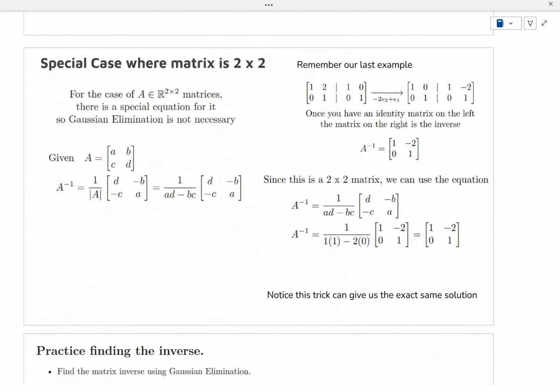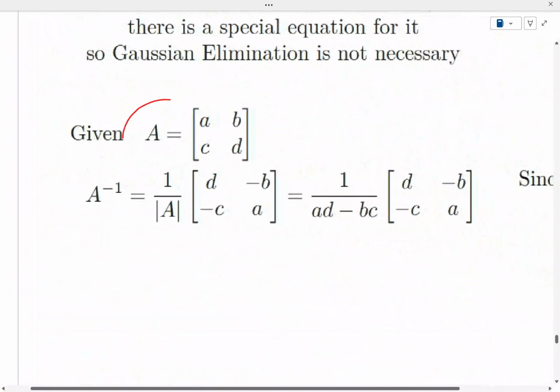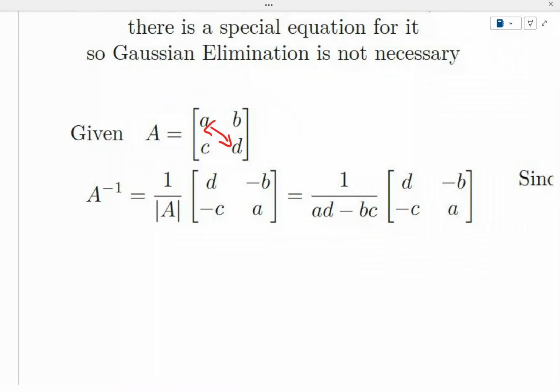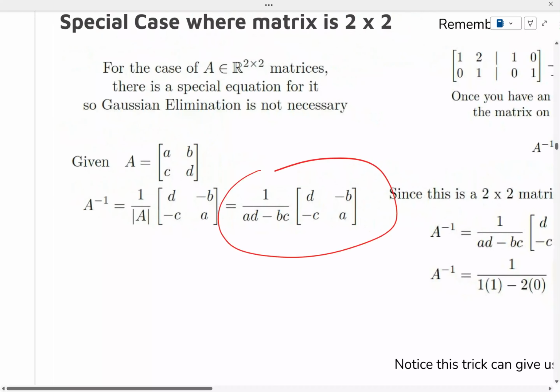The quicker way is, if you have a matrix A and you want to find the inverse of A, you simply swap these two numbers. Just AD becomes DA, and then you put negatives on the other two. After that, you divide by the determinant of the matrix, which for 2 by 2 is AD minus BC. And that's it. This right here is the really fast equation for you to get the inverse quickly.